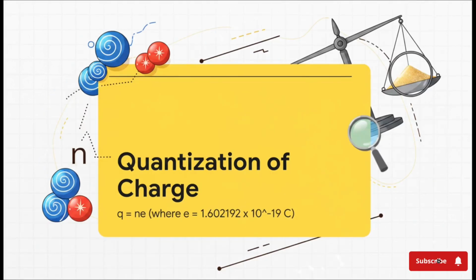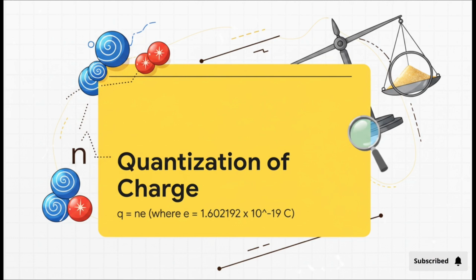Let's pause and look a bit closer at that third pillar, quantization. The formula we use here is Q = n × e. This is just a basic, fundamental law of nature. All free charges are integral multiples of a basic unit. Basically, that means charge is actually grainy. It's not continuous. That basic unit, e, is the magnitude of charge on a single electron or proton, which is roughly 1.6 × 10^-19 coulombs.